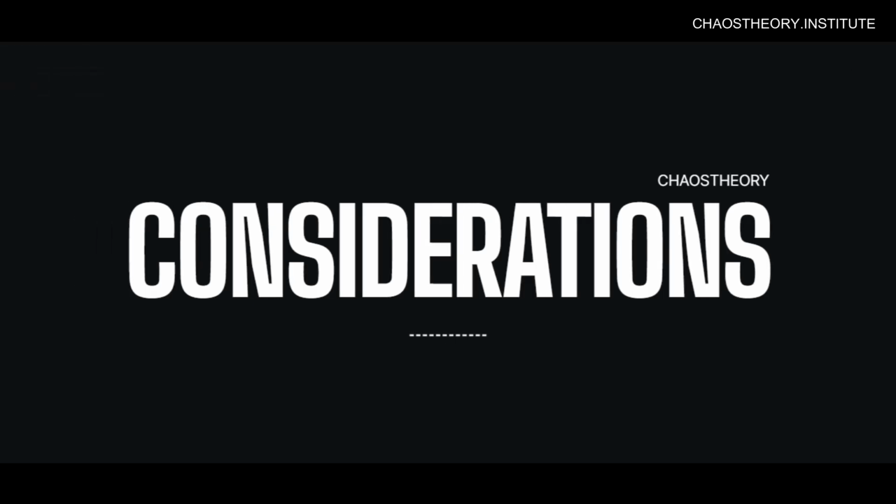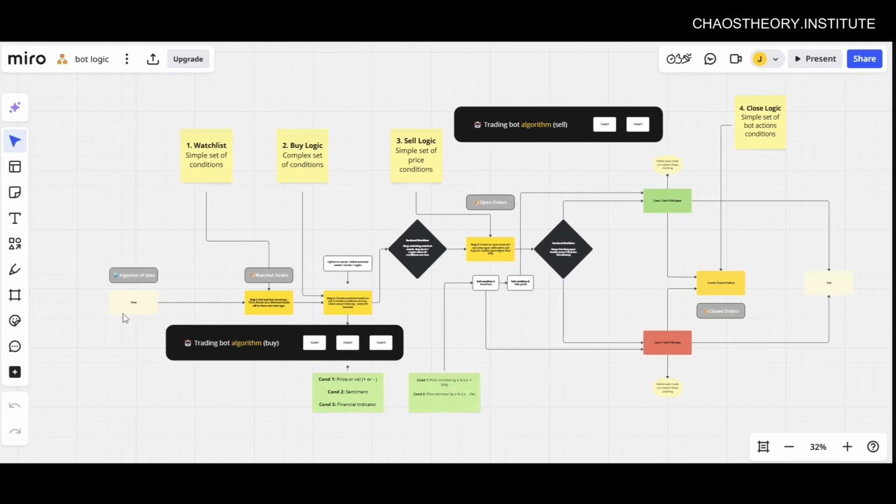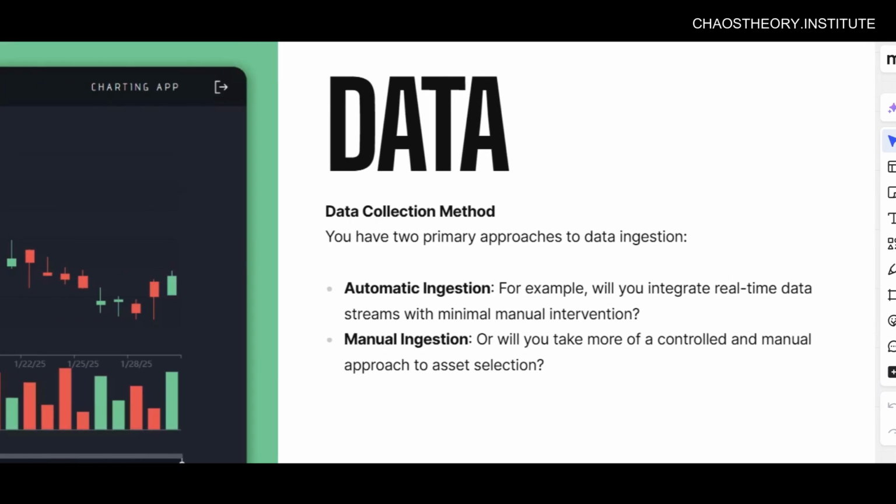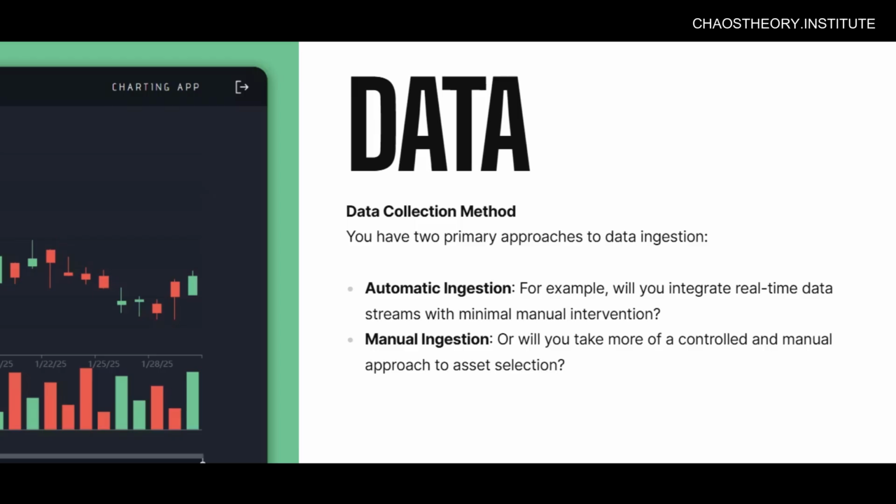There are a few key considerations that you need to make during this step. First, we need to think about the data collection method. Really, you're going to have two primary approaches to data ingestion. There's automatic ingestion. For example, will you integrate real-time data streams with minimal manual intervention? Or there's manual ingestion. This is when you take more of a controlled or manual approach to asset selection.